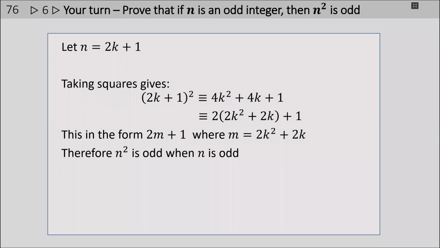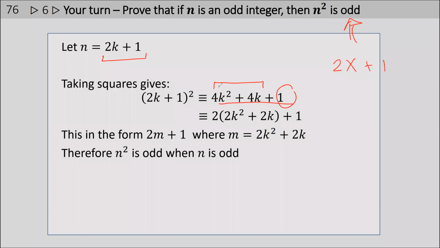Assume we take the square root. We want to prove that if n is an odd number, then n squared is also odd. So what you're going to do is get the result of n squared and try to put it in the form of an odd number. An odd number could be twice x plus 1.